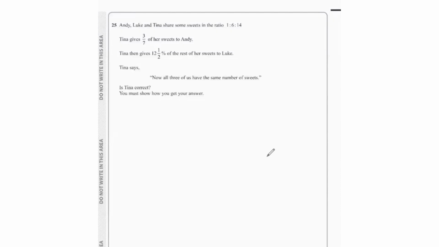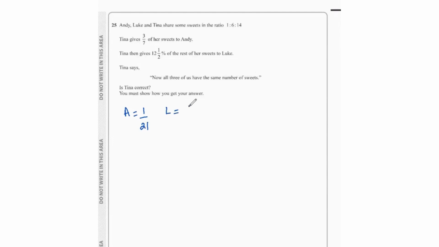Question 25 says Andy, Luke, and Tina share some sweets in the ratio 1:6:14. Tina gives 3/7 of her sweets to Andy. Tina then gives 12.5% of the rest of her sweets to Luke. Tina says now all three of us have the same number of sweets. Is she correct? You must show how you get your answer. So firstly, if we make the fraction for Andy using the ratio, that's going to be 1/21.